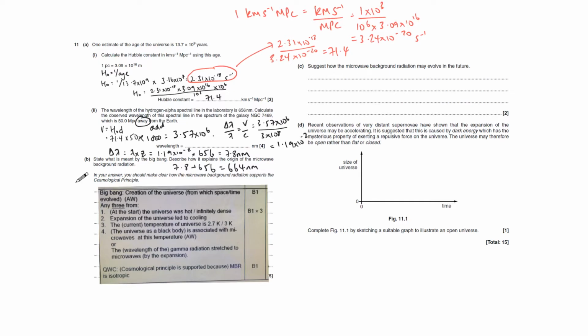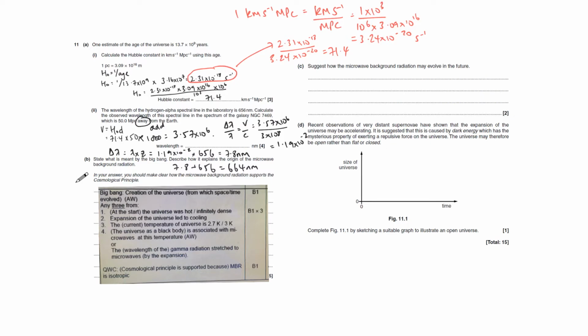So for the next bit, I've put in the mark scheme so that you can read it through yourself, but you needed to mention the idea that the universe started hot or was infinitely dense, and then as the universe expanded it has got colder or cooler, and then we currently measure the temperature of the universe on average at about 3 Kelvin or 2.7 Kelvin, and then that temperature is linked, because we see it as a black body, to microwaves or microwave background radiation.